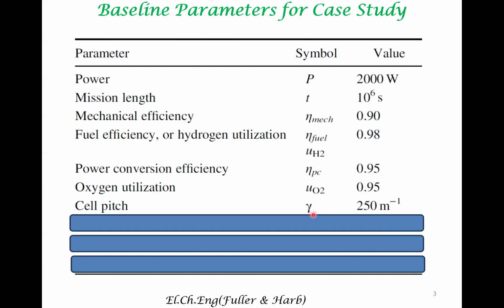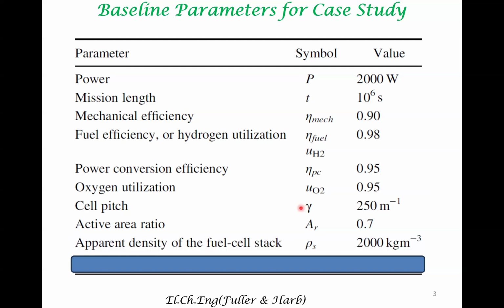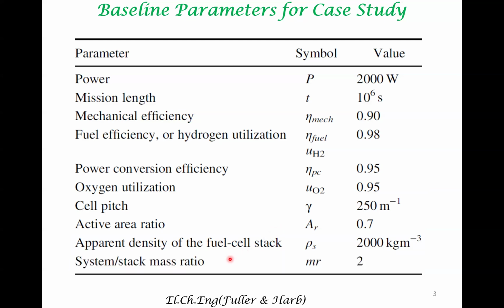The cell pitch provides an indication on the spatial dimension of the fuel cell. The number of fuel cells present per unit distance is provided by the cell pitch. The area of the electrode is also specified. The density of the fuel cell stack is also specified. And besides the fuel cell electrolyte and electrode, there are other components which add to the weight of the fuel cell stack that is specified by this quantity.